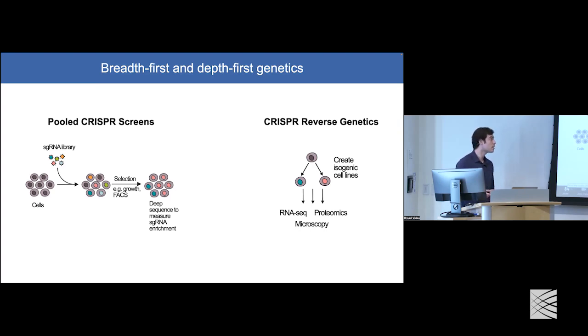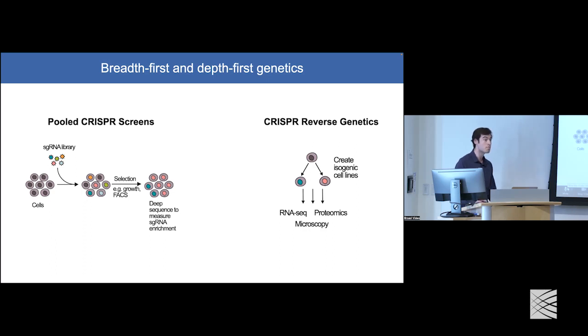And then this pool of cells is subjected to some kind of selection process, for example, growth or some sort of cell sorting process. And then finally, after the selection, the sgRNAs are extracted from the cells and deep sequenced. And then you can calculate an enrichment score for every sgRNA.